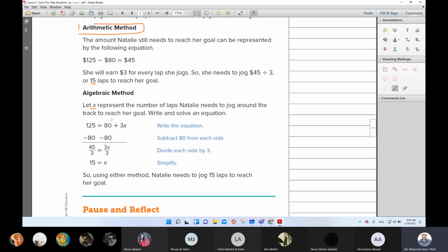Try to remove 80 from this side, so add the inverse of 80, which is negative 80. So add negative 80 to the two sides. Plus 80 and negative 80 will be 0, remains here 3x. And 125 minus 80 will be 45. Then try to remove the coefficient 3. So you can divide by 3 on the two sides. 3x divided by 3 will be x, and 45 divided by 3 will be 15.